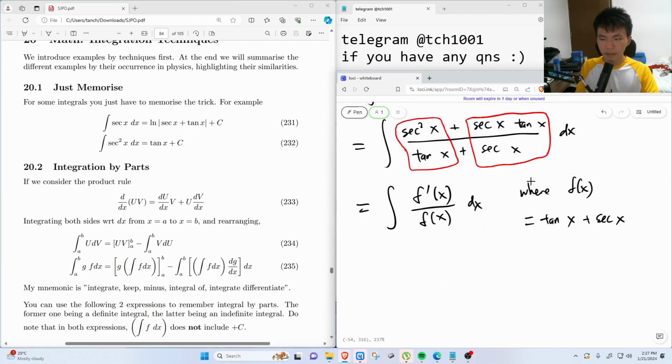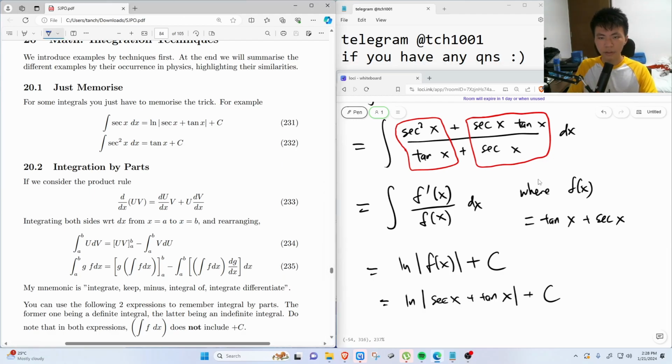And we know that the integral of this form is the logarithm of f of x plus c. Don't forget the absolute value sign, it's important. Substituting f of x back in, we get the logarithm of secant x plus tangent x, plus c, where c is an arbitrary constant. Okay, so that's how we do the first integral here.